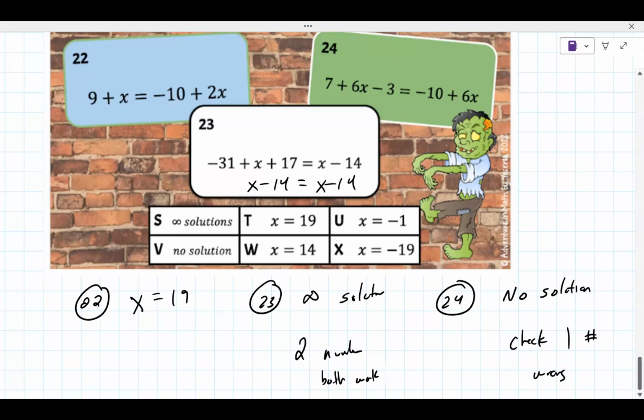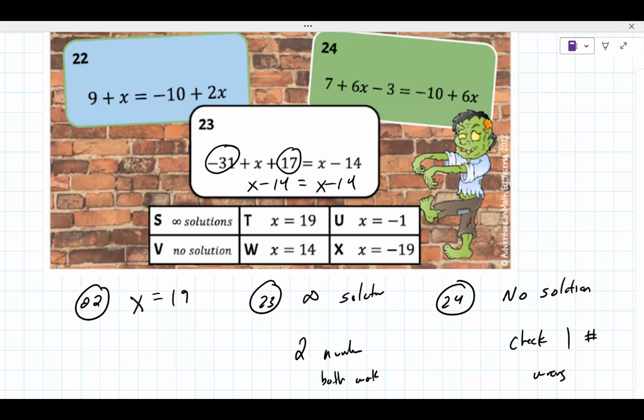So what was the answer to 23? It's infinite solutions. Negative 31 plus 17 is negative 14. Oh, I switched the problems around. For number 24, I wrote number 23's problem. For number 23, I wrote number 24's problem. That's what's going on.